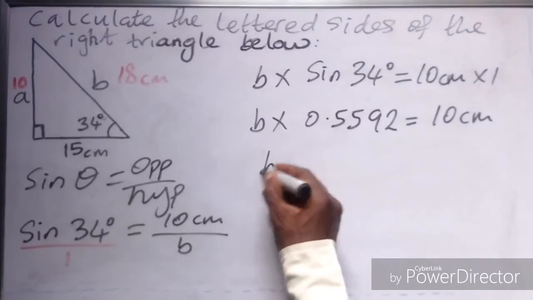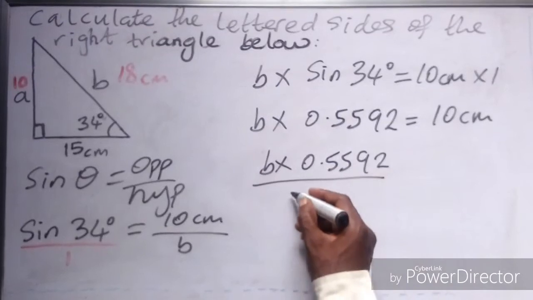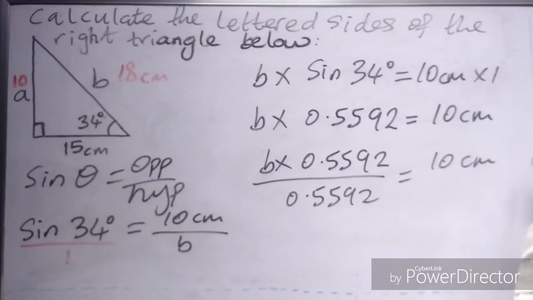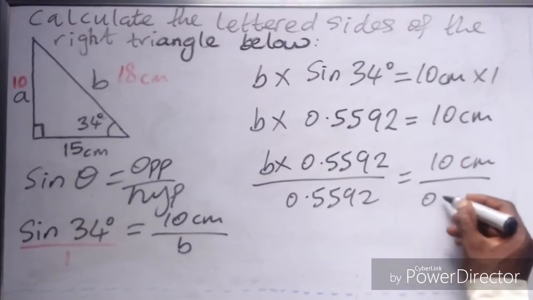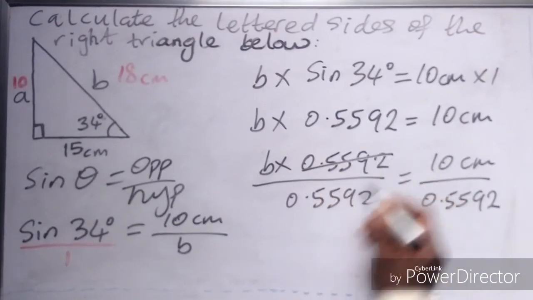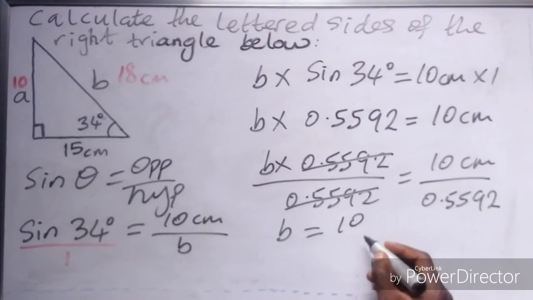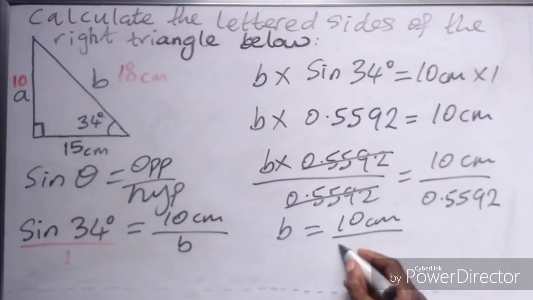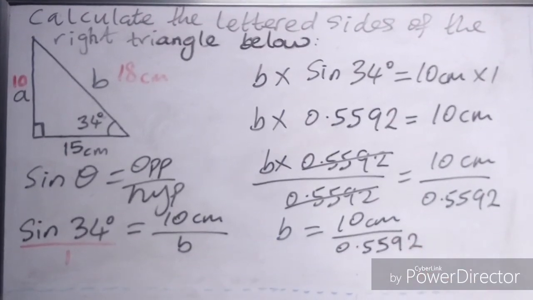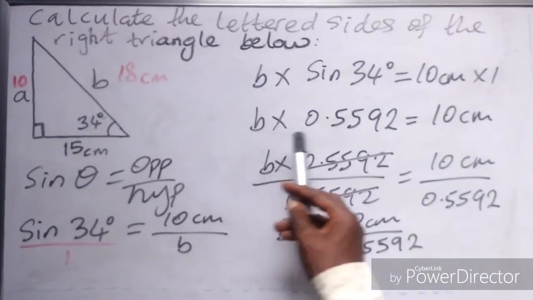So we have B times 0.5592 divided by 0.5592 is equal to the 10 cm we have on the right hand side divided by 0.5592. This takes care of this, and we are left with B equal to 10 centimeters divided by 0.5592.